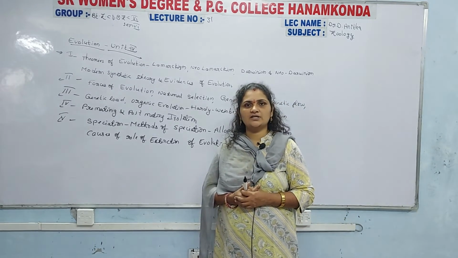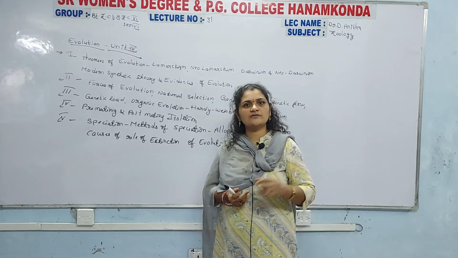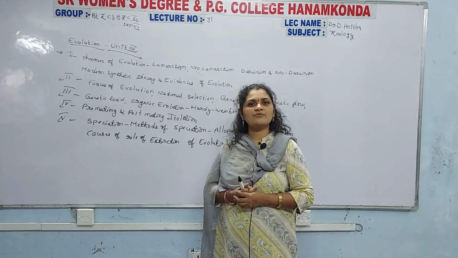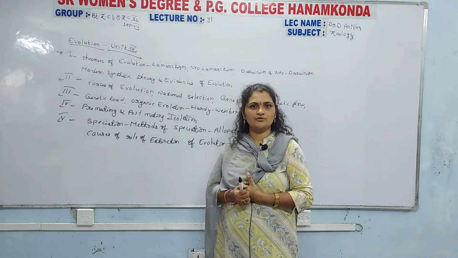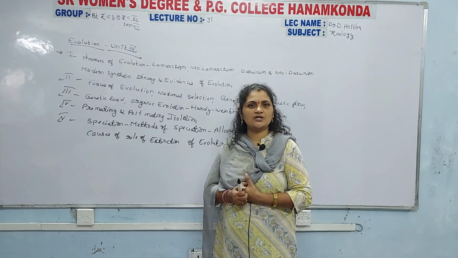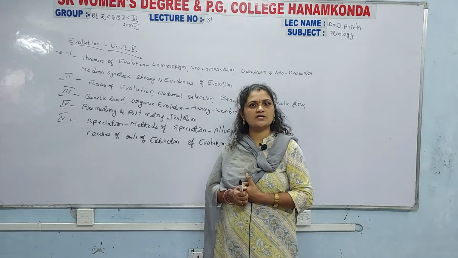So you clearly mention the definition of genetic drift and the example also, with a diagram, and the same for gene flow: the definition of gene flow, an example of gene flow and the diagram of gene flow. Then only you get full marks for the short answer question. And genetic load is also there.